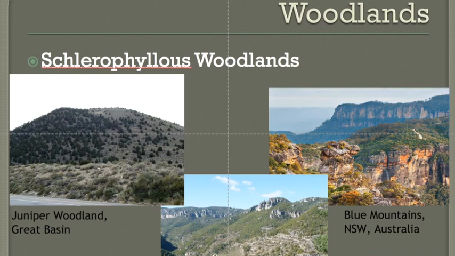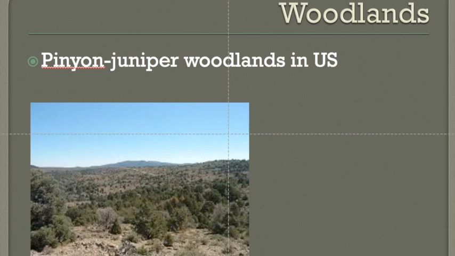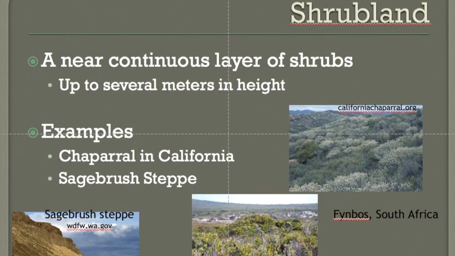These are just a couple more images of woodlands. This is in France. This is in the Blue Mountains, which kind of run on the eastern side of Australia. These two here would be sclerophyllous woodlands. And then our thorn woodlands, one example we have in North America is the mesquite woodlands of Texas, where a lot of the woody vegetation, especially the mesquite, has some kind of thorny structures on them. But again, you have a discontinuous layer with lots of grass. All right, that's our woodlands. Again, our pinyon juniper woodland in the US is another example.